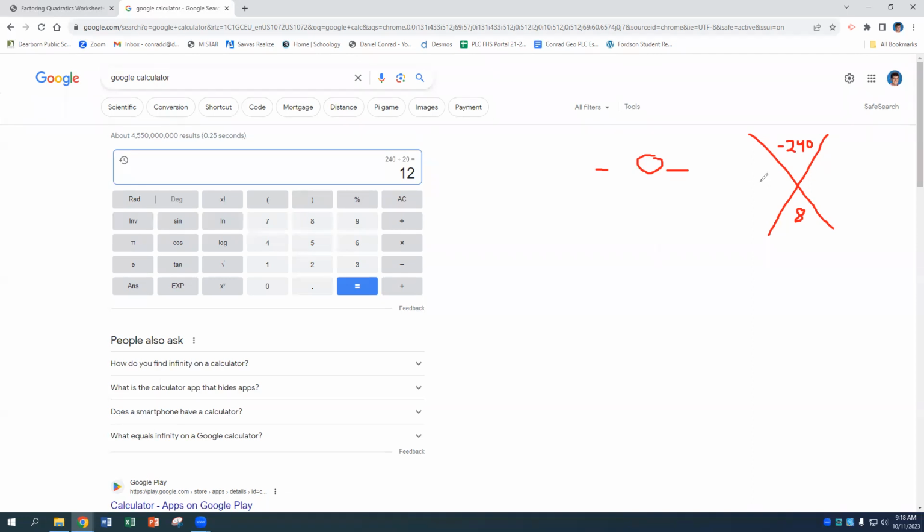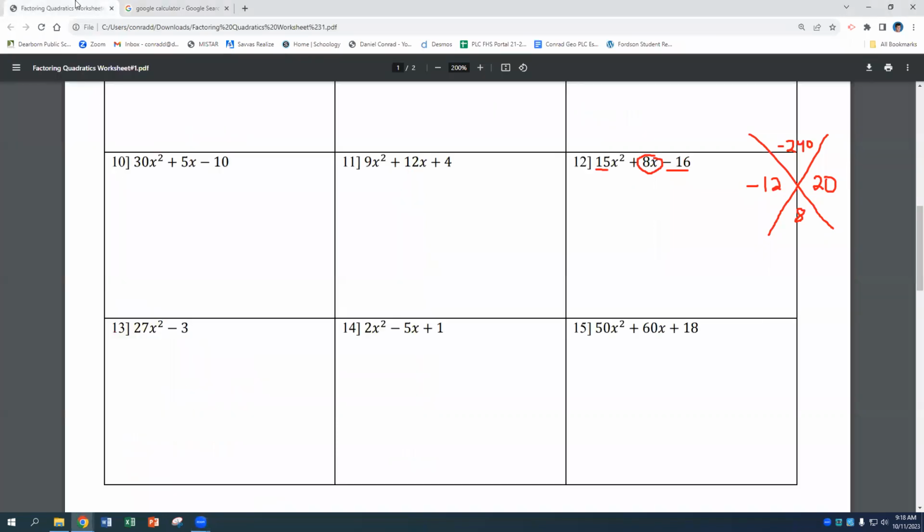Since it's a positive 8, that looks like it's got to be negative 12 and positive 20. So if I go back to my problem here, I'm going to split this 8x into negative 12x plus 20x. So 15x squared minus 12x plus 20x minus 16.